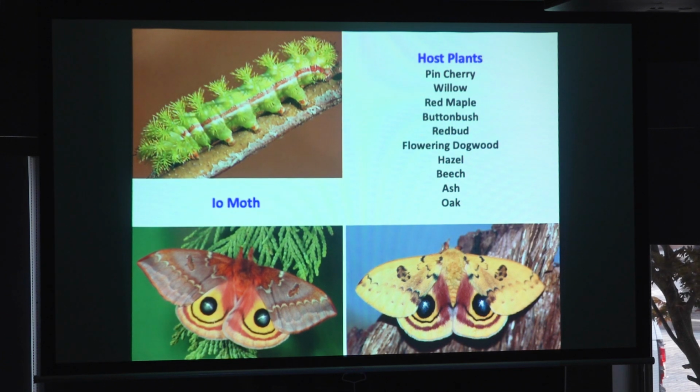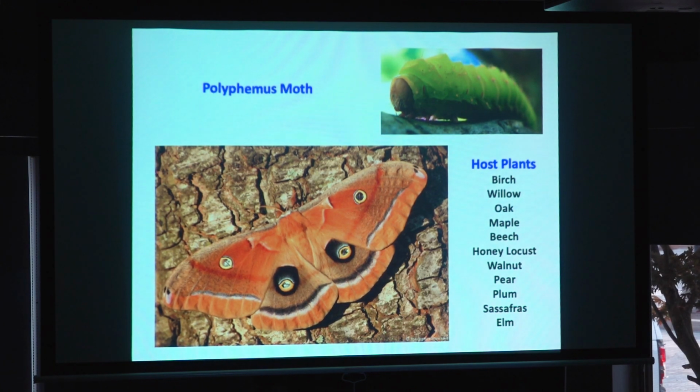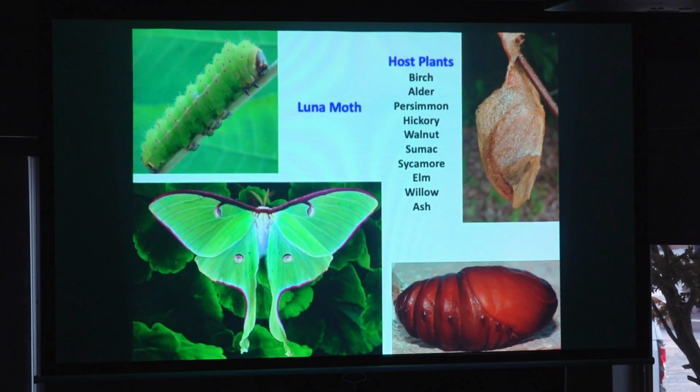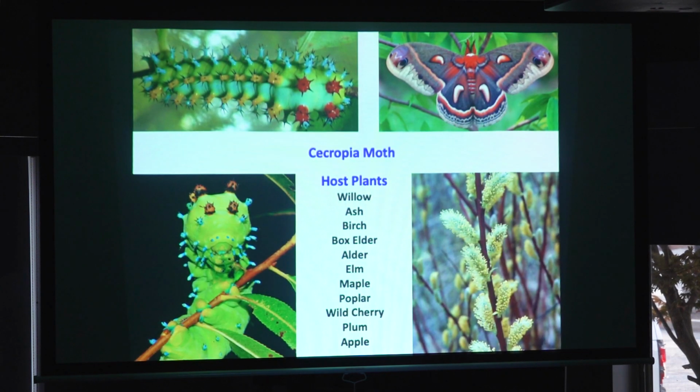That's a long list of trees, right? Another long list of trees for this. Similarly, now we've got two sets of eyes looking at us, right? The polyphemus moth. Many trees are useful as host plants. Likewise for the Luna moth. And the Cecropia moth. You wouldn't believe that there really could be such a caterpillar unless you saw a photograph of it, right? Looks like somebody's imagination.